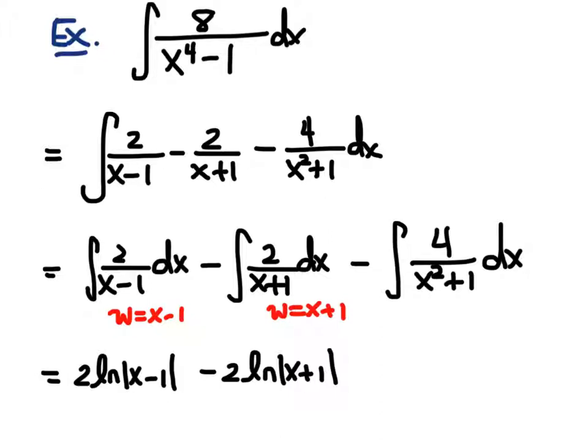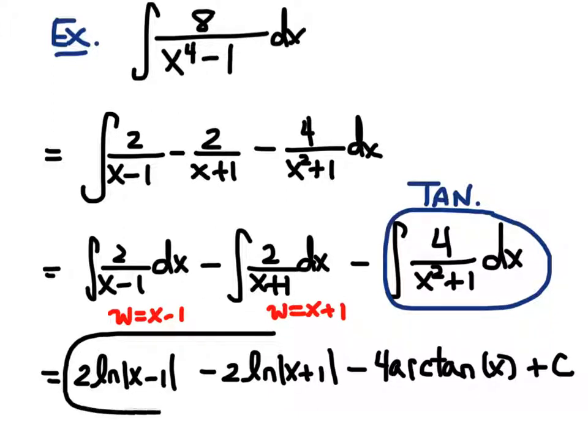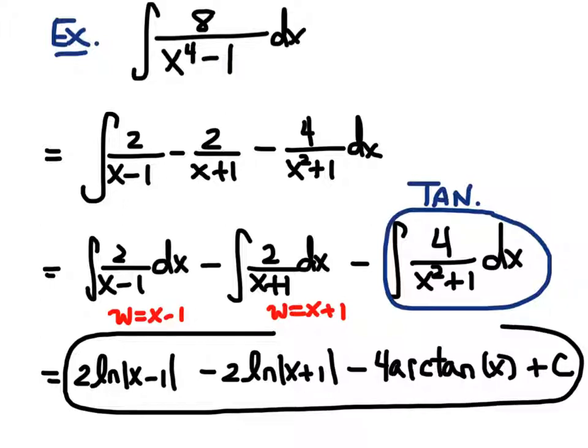Now the last piece here, the last integral that we have to deal with, is going to require a trigonometric substitution, and it's actually going to be a tangent substitution. Now I made another video on this topic, so I'm not going to go into detail here, but you'll find that the answer is minus 4 arctan of x plus C. So this would be the final answer to our integral. Don't forget the plus C.